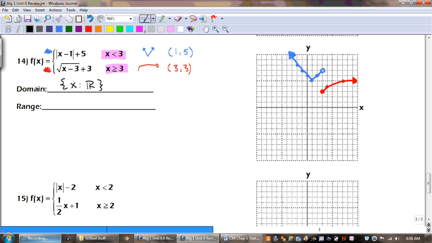Now, what about the range? What about our y? Well, this is telling me that I keep going up. The square root tells me that I keep going up. But what about down? Is there a limit to how low the graph goes? I don't see anything lower than that point. So what that means is there's a limit. And it's saying that y has to be greater than or equal to 3.